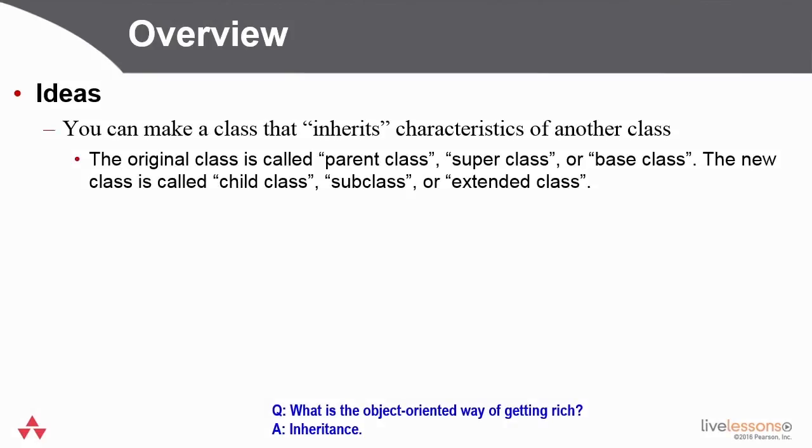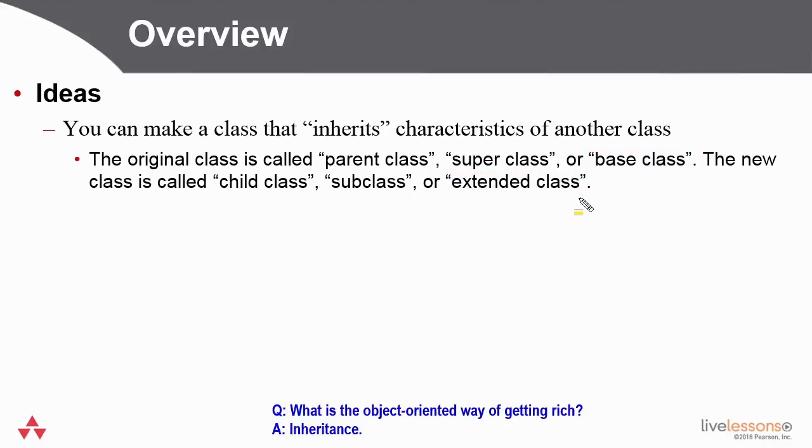Next, let's talk about inheritance, making a class that's partially based on an existing class. And there's some new terminology here. The existing class is sometimes called the parent class, and then the new class is called the child class. Other times, the existing class is called the superclass, and the new class is called the subclass. Or sometimes the existing class is called the base class, and the new class is called the extended class. All three of those are used.